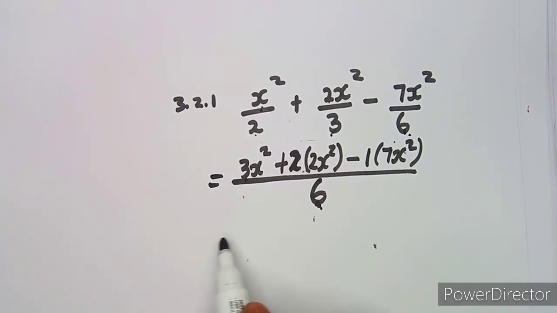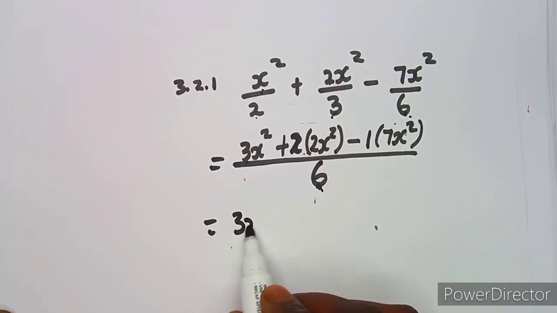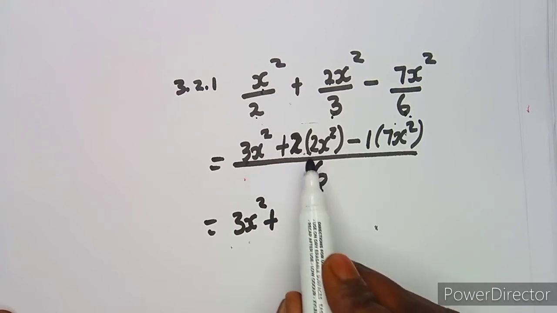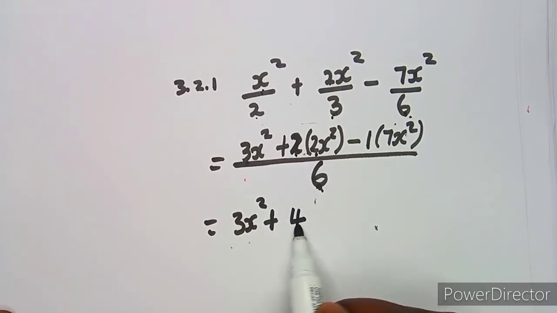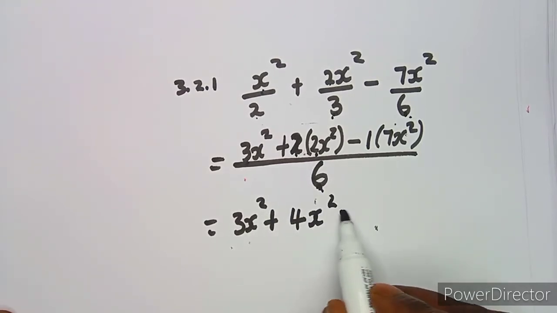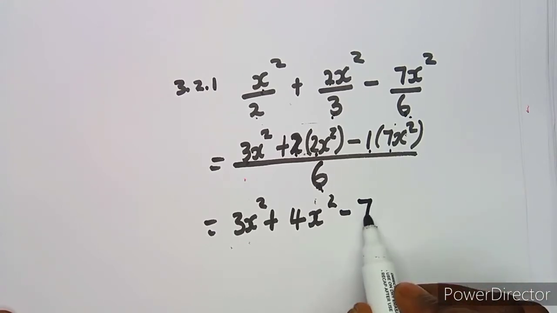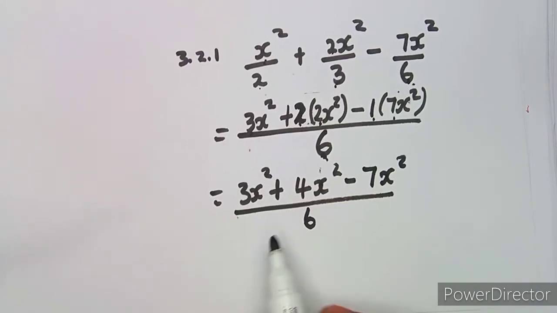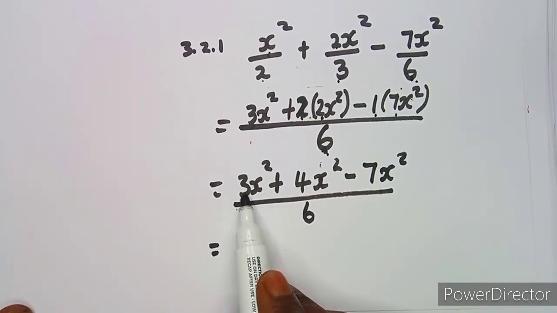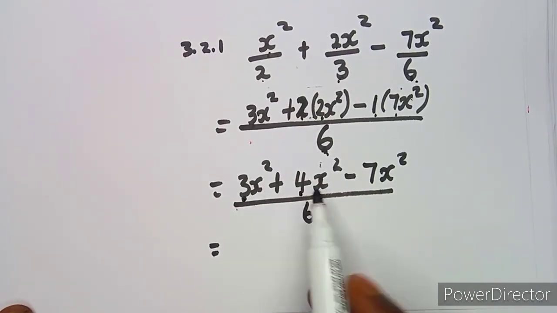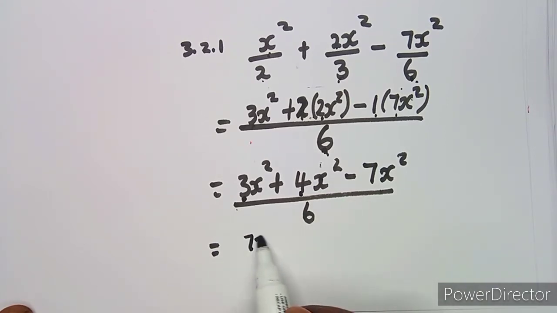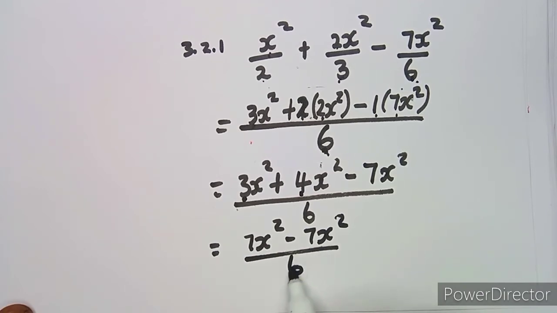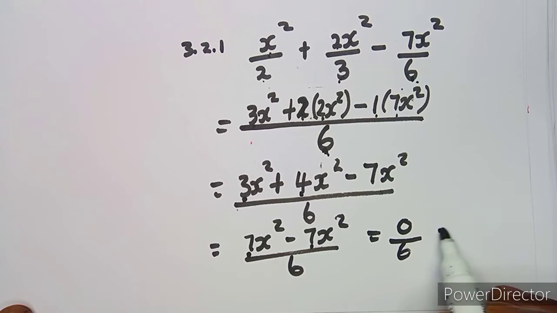All right, so let's see what you're going to have at the end. This is going to be 3x squared plus 2 times 2, which is 4x squared, minus 1 times 7, which is 7x squared, everything over 6. So as we can see, we can add 3 plus 4 there, which is 7. So we've got 7x squared minus 7x squared over 6. Oh guys, 7 minus 7, that is a 0 there, over 6.